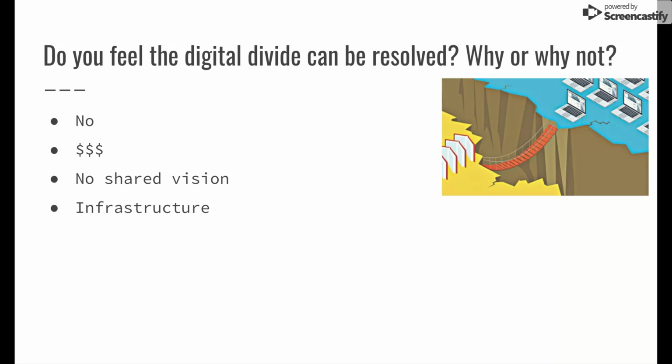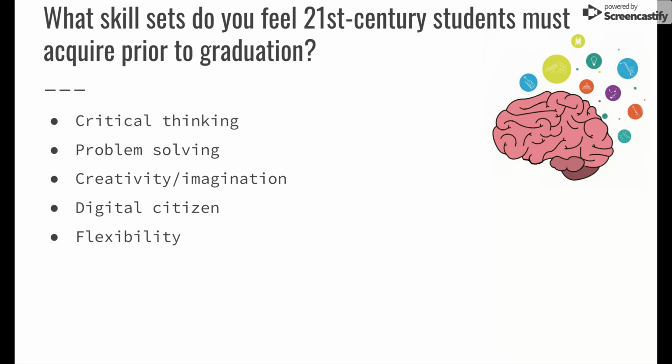Also, like I said before, there is no shared vision that would be needed for every school nationally to cross this divide and to resolve this issue. And also the problem of infrastructure. There would either need to be new schools outfitted to be fully digital, or there would need to be every school building that is retrofitted to fit all this technology. And I just don't think it's possible, unfortunately.